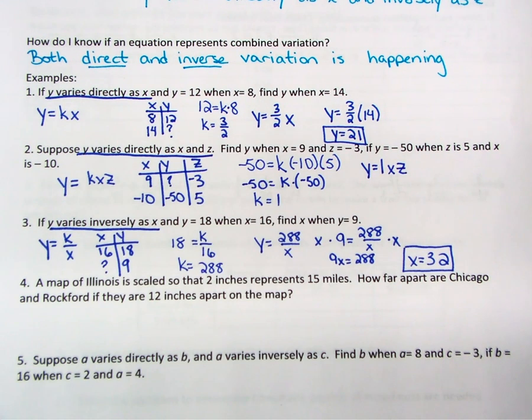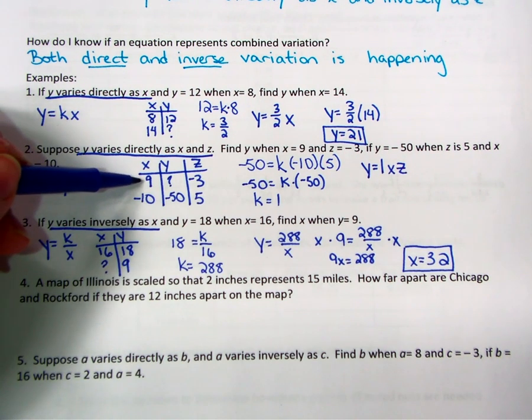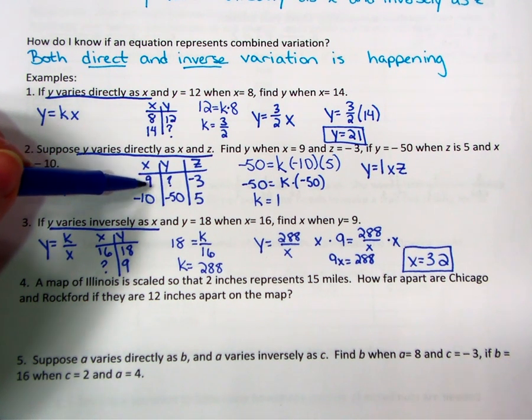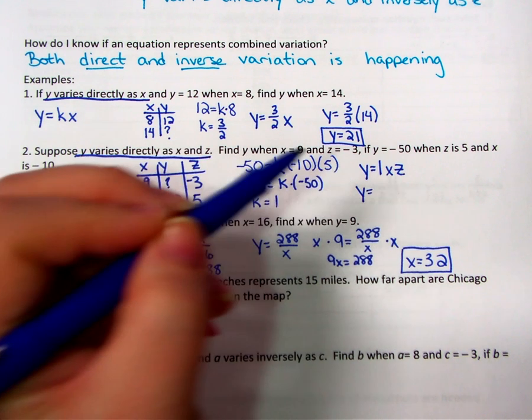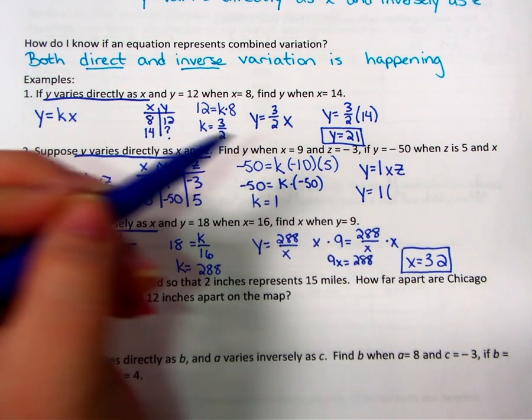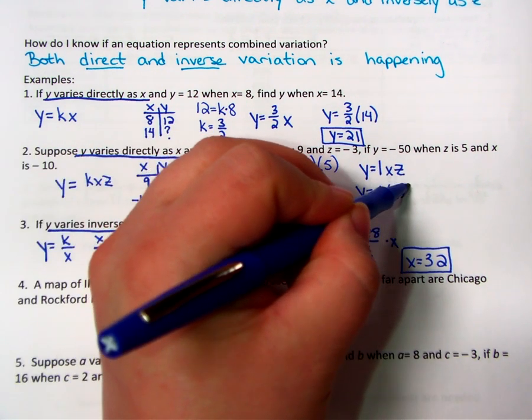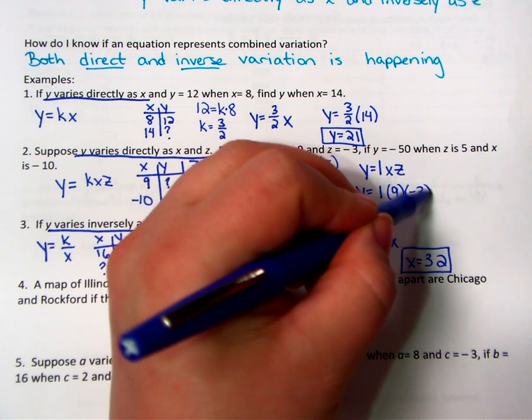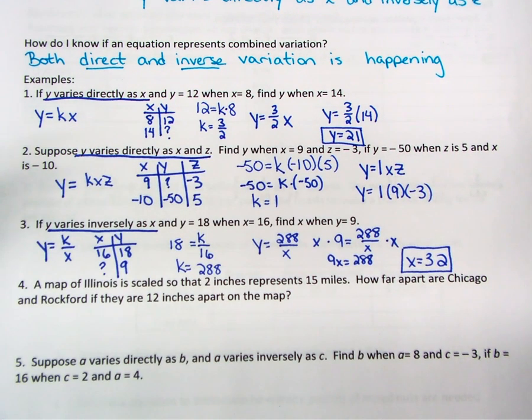Now we can go back and use our incomplete row and plug in the values that we know. I don't know y. I know x is equal to 9, and I know that z is equal to negative 3. So 9 times negative 3 times 1 is negative 27.